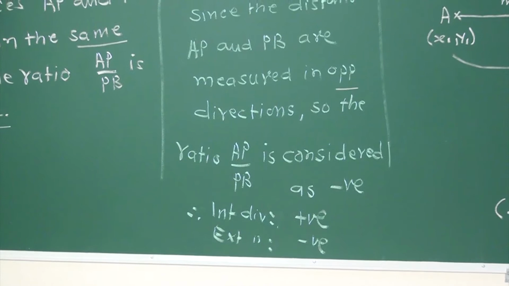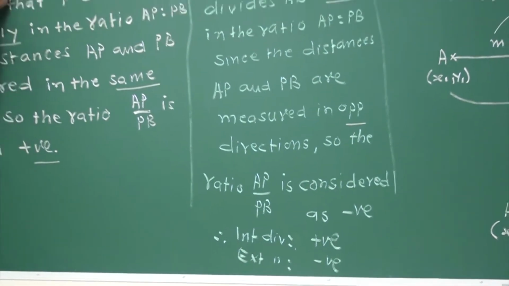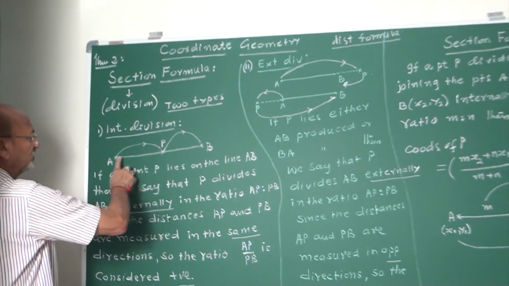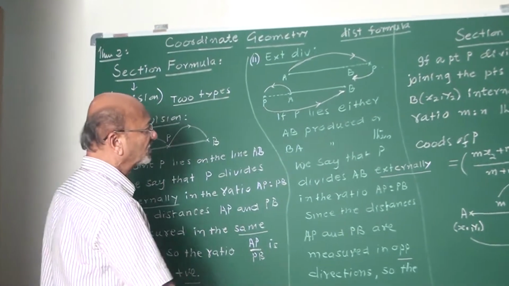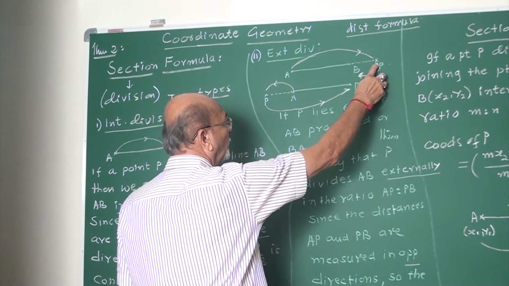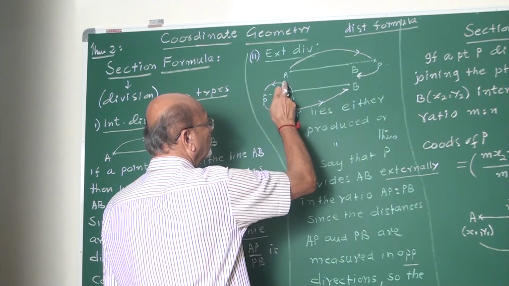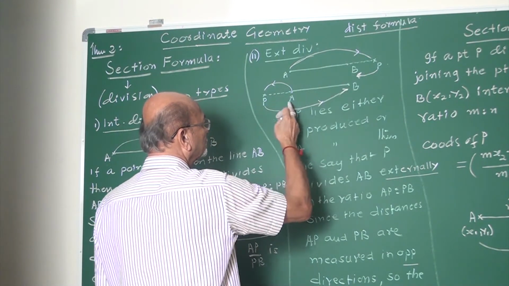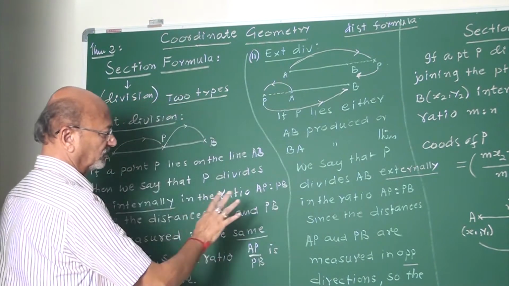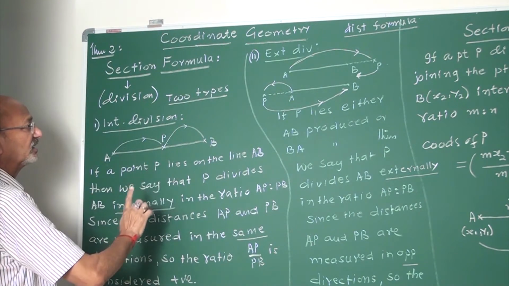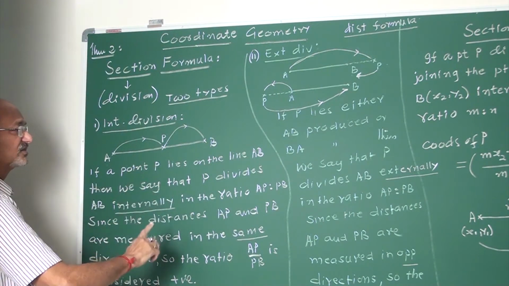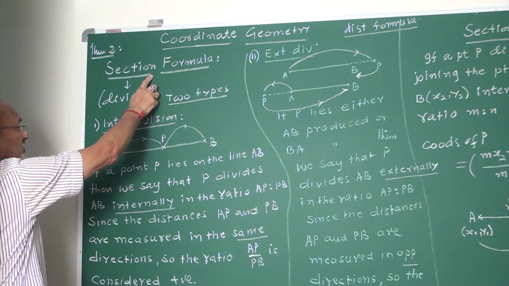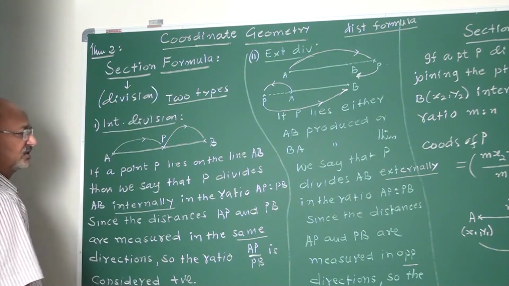Yes, my friends. These are the two types. Internal means the point is always on the line. External means the point lies outside, on AB produced or BA produced. Yes, my friends. This internal and external distinction plays a very important role in the section formula.